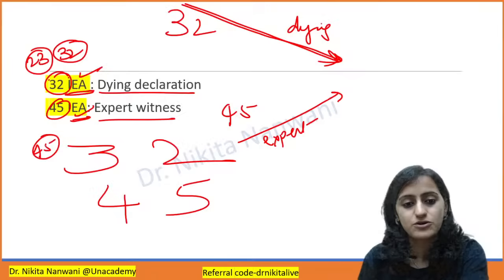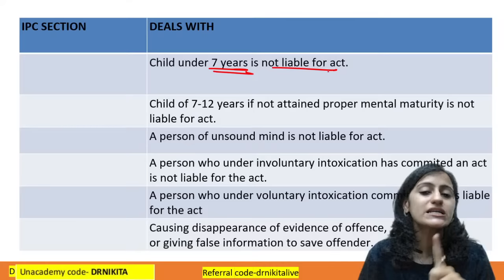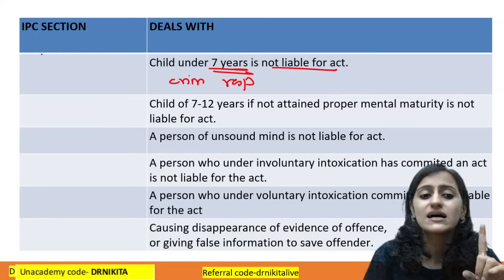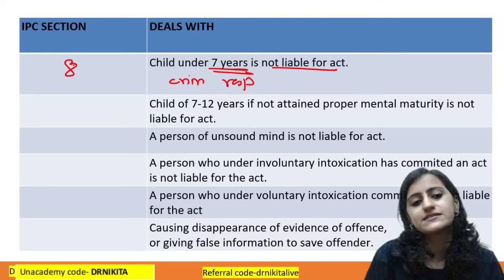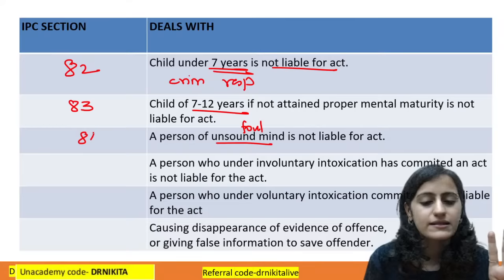So now let us quickly revise the mnemonics which we saw. Okay, so child under 7 years is not liable for act. This is basically for your criminal responsibility. Where do we start this IPC? 8, 2, that is your 82. 7 to 12 years uske baad is your 83. Unsound mind, that is foul mind, is number 4, that is 84.